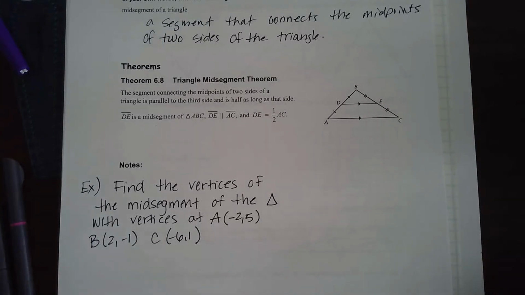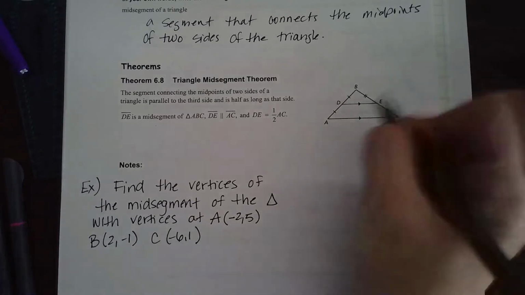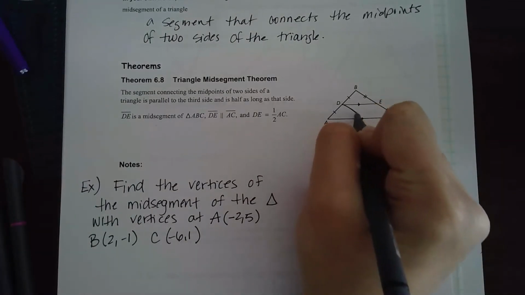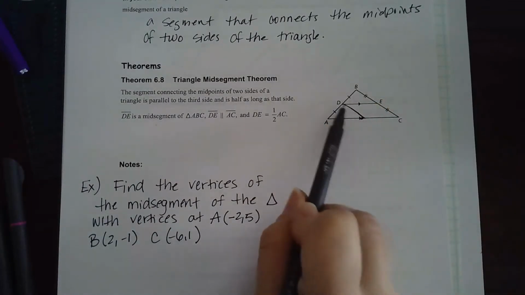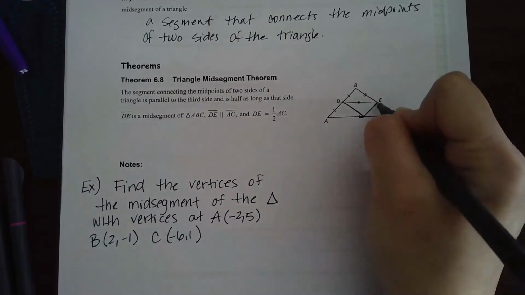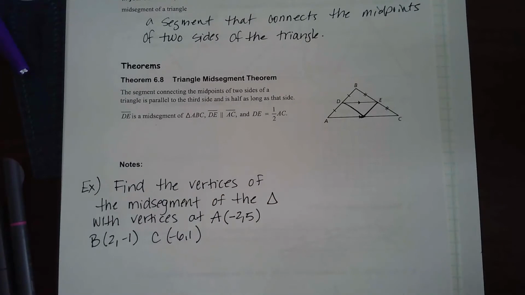The catch here is that there can be three different mid-segments in any given triangle. Because if I found the midpoint, let's say, of A to C and connected D to C, then technically this would be a mid-segment, and then E to that midpoint would also be a mid-segment. So in any given triangle, you can have three separate mid-segments.